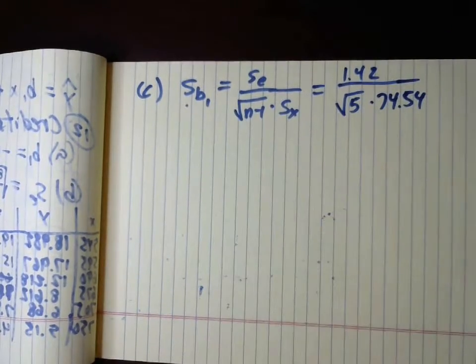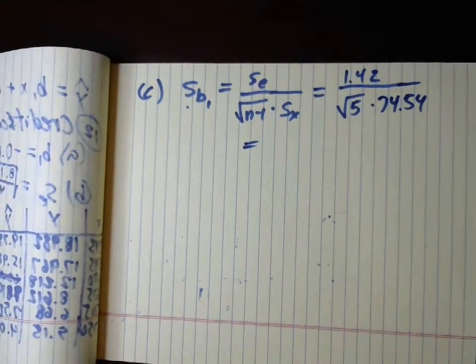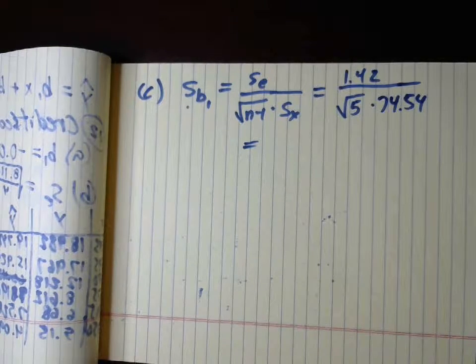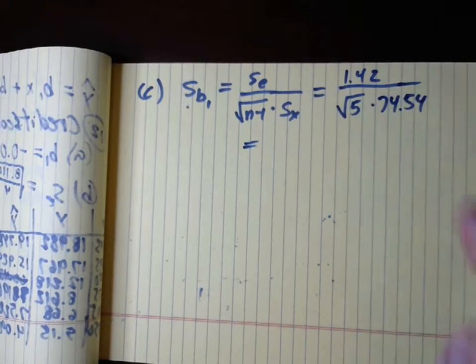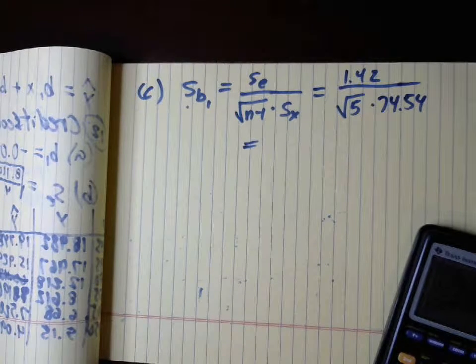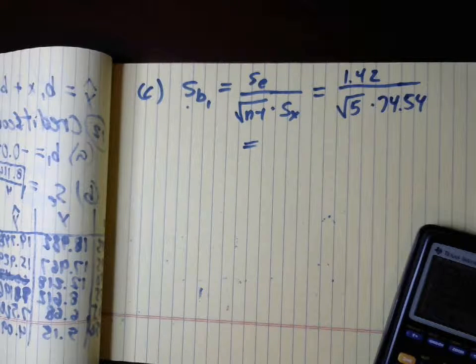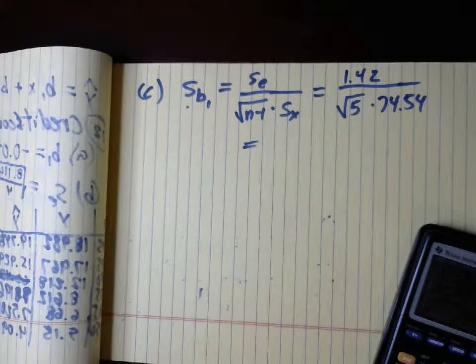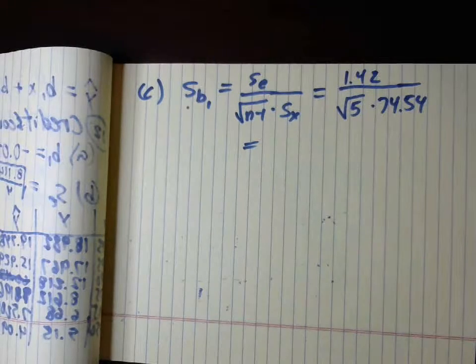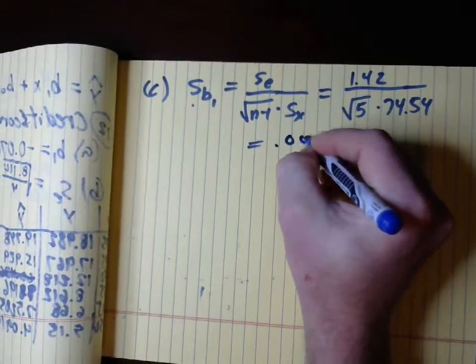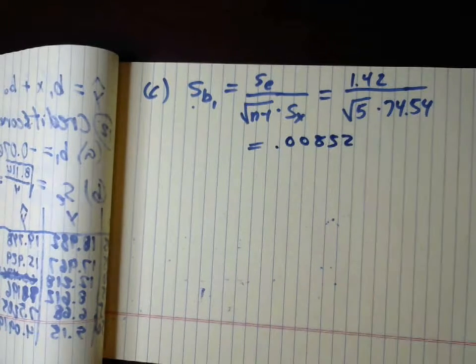So our S sub b, or our standard error of our b, is the following: 1.42 divided by the square root of 5,774.54, and we get the value 0.00852. And just checking the solution. Yep, that's the right answer.